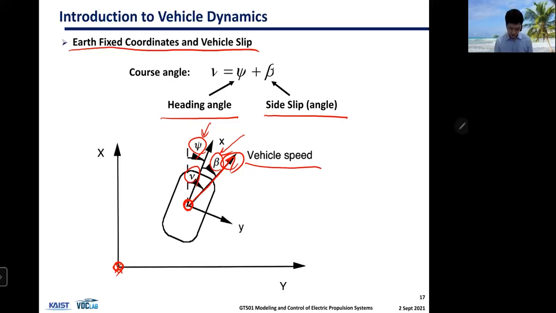Okay, and from body fixed coordinates, you will always be able to observe a beta, because there's only a difference between the heading angle and the vehicle speed vector. Okay.